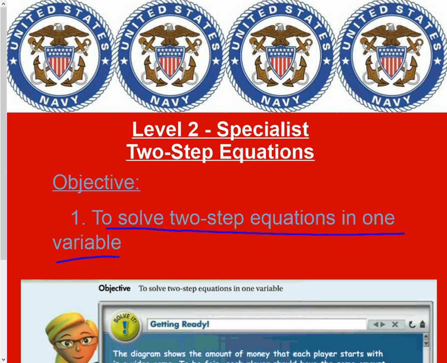So let's revisit our goal. The goal is to solve two-step equations with one variable. I think we did that. Each of these takes 2 steps. It's logical. It's based on what we did with 1 step, just adding a step to it.